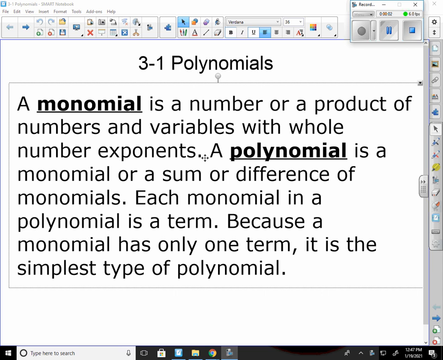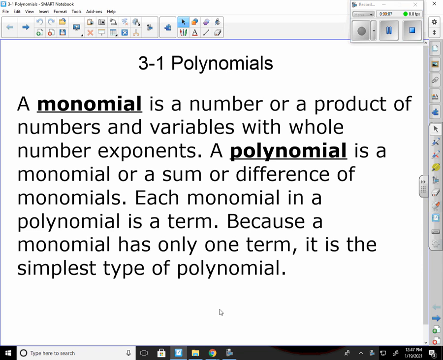Okay, so today starts 3-1, polynomials. A monomial is a number or a product of numbers and variables with whole number exponents. A polynomial is a monomial or a sum or difference of monomials, sum or difference being adding or subtracting. Each monomial in a polynomial is a term. Because a monomial only has one term, it is the simplest type of polynomial.